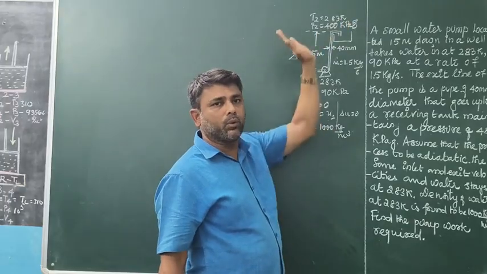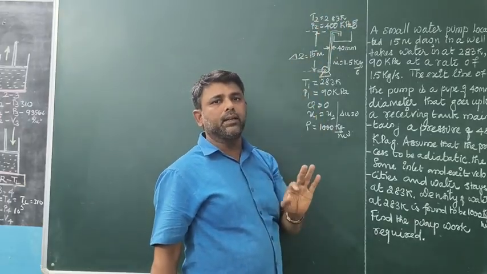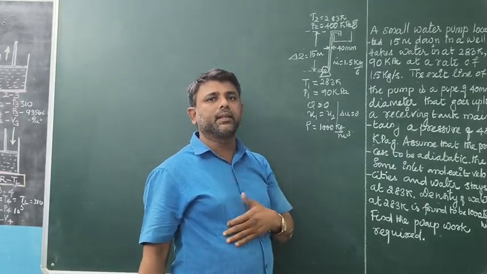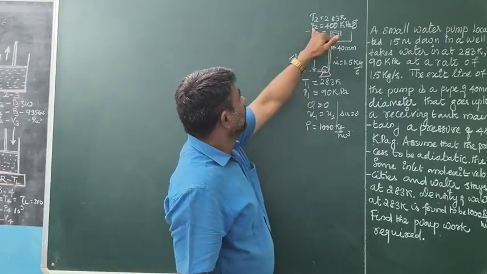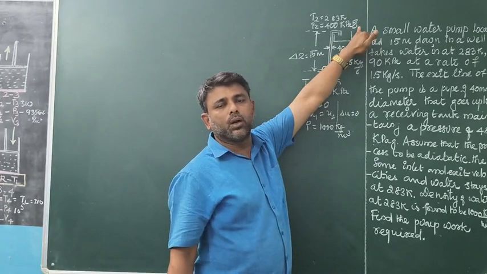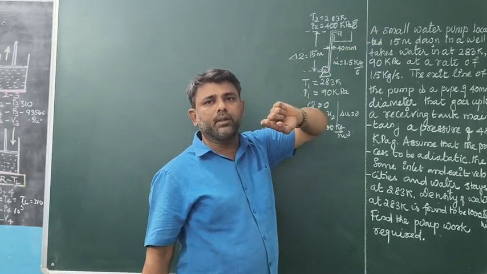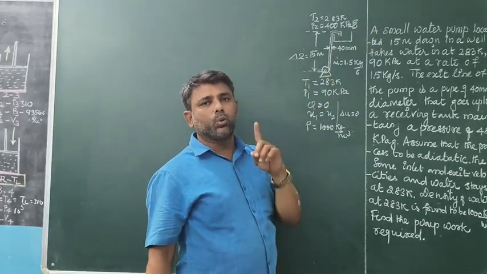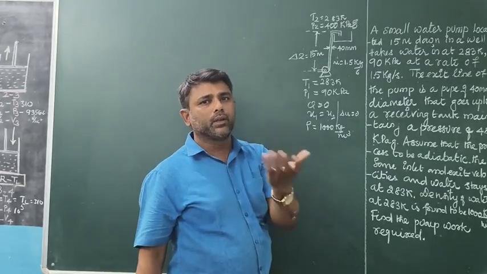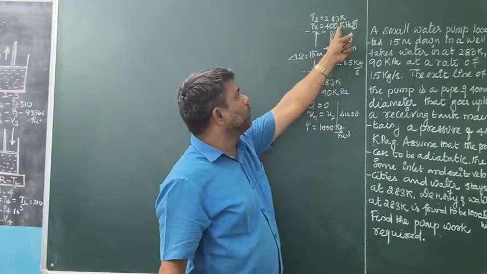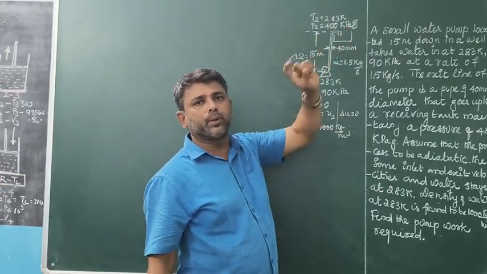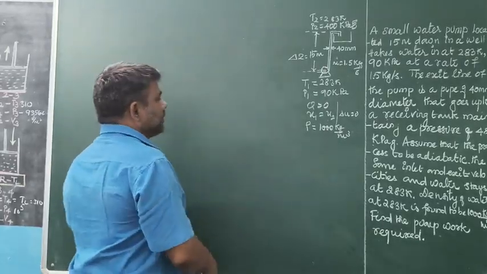So T1 is equal to T2. Temperature is constant, a clue to solve the problem. When temperature is constant, the change in internal energy becomes 0. Pressure 2 is 400 kilopascal gauge. Absolute pressure is equal to gauge pressure plus atmospheric pressure. One atmospheric pressure is 101.325 kilopascal. You have to add 101.325 kilopascal to find the absolute pressure P2. Clear? This is the problem.